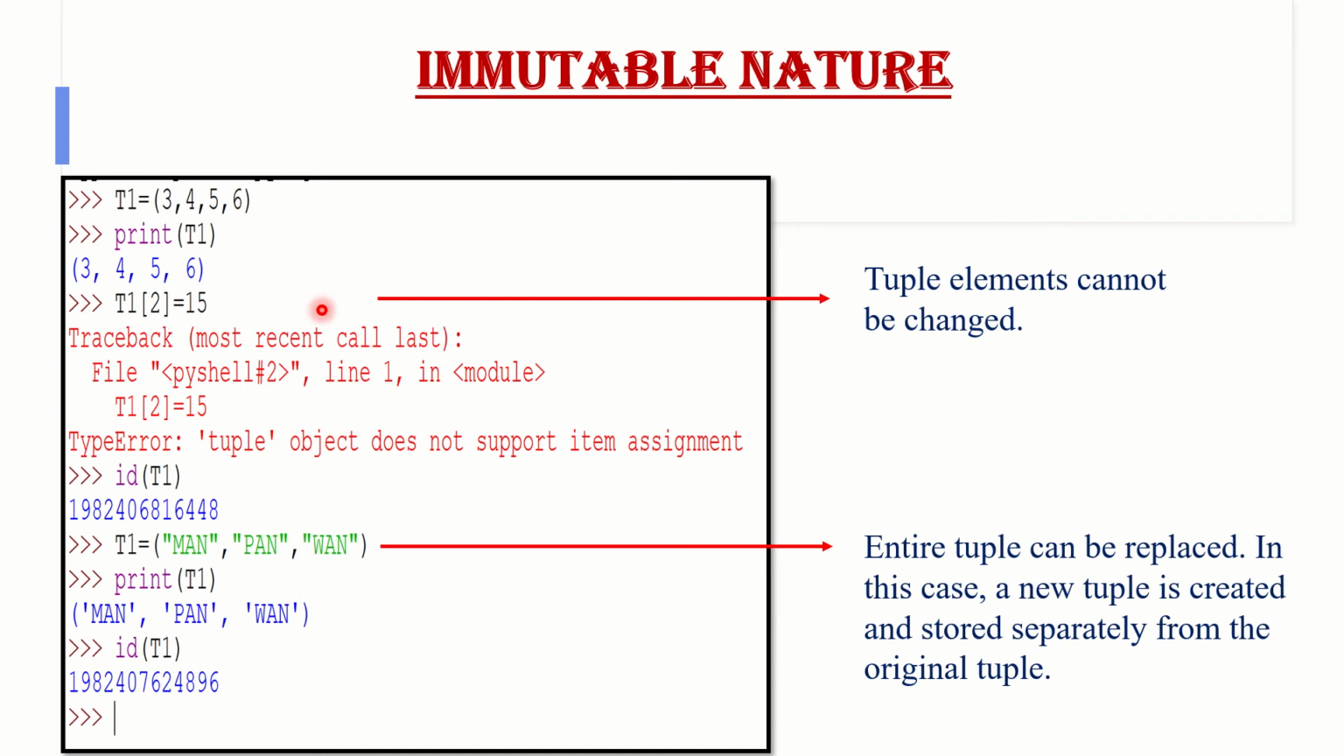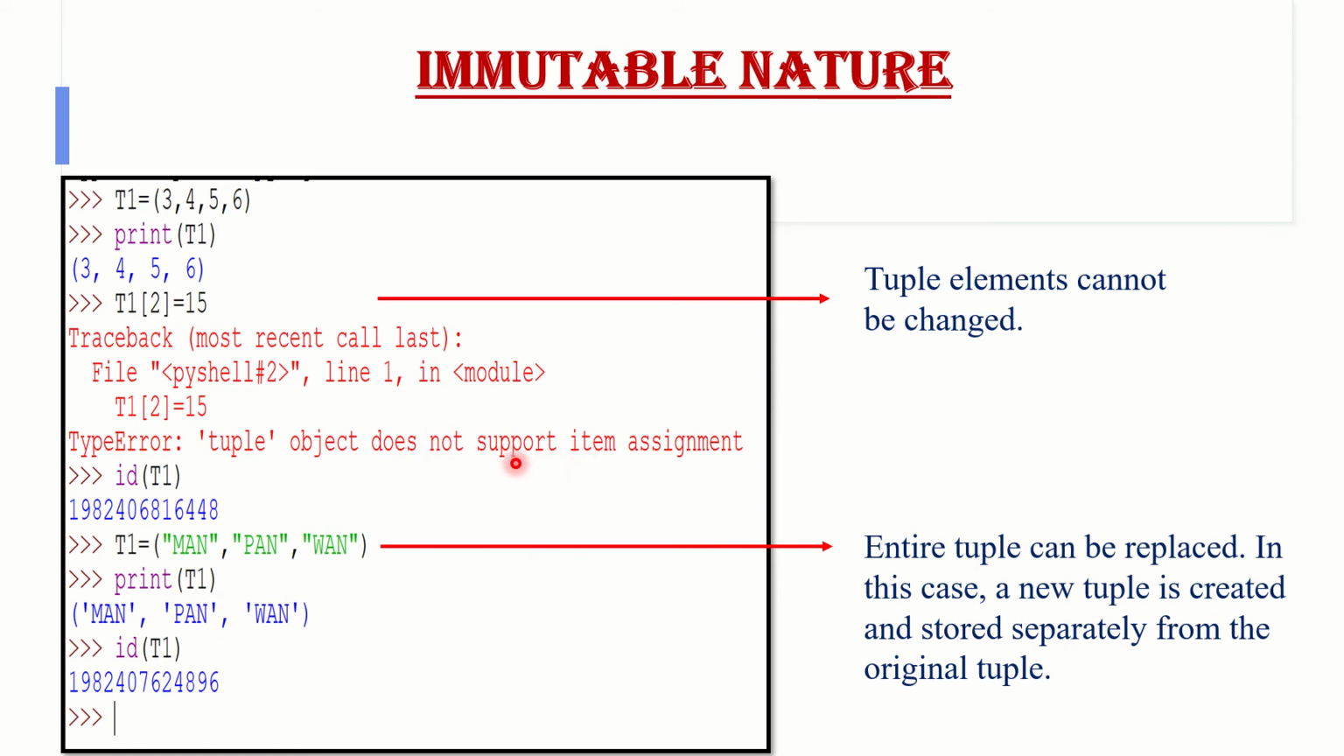Now let us look at the immutable nature of a tuple. Once I give the contents of a tuple, it is not possible to change them. So here I tried changing them and I gave the index value as 2. So this should change the number 5 to 15, but since it is a tuple I got an error, and Python tells me that tuple object does not support item assignment, so this is not allowed.